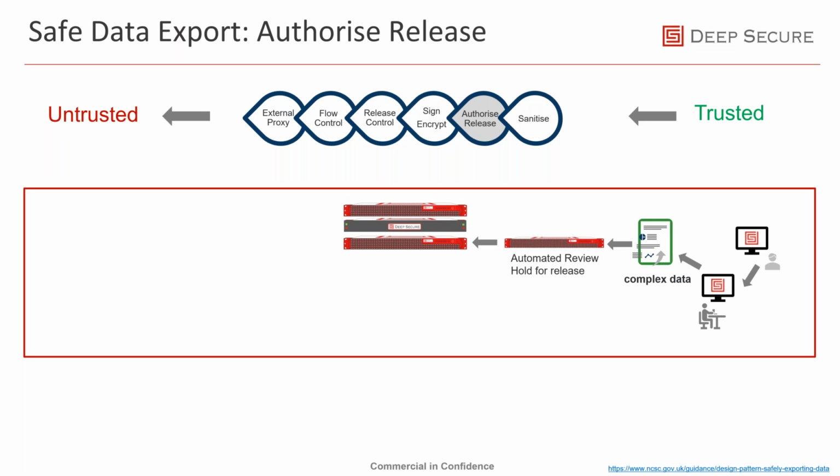Authorized release is about making sure the content is suitable for release. So manual reviews can be built into the workflow, and automated reviews can be used to check for specific markings and keywords or phrases. So the Deep Secure Policy Enforcement Guard can hold emails for manual review if that's required, and review and release based on who the sender is and who the recipients are if needed. And for file transfer, you can build a manual review and release workflow where a reviewer gets to download and look at a file before it can be released across the cross-domain solution.